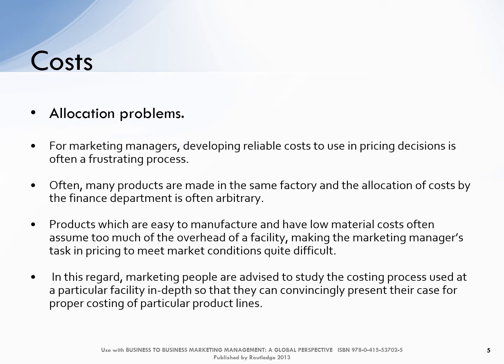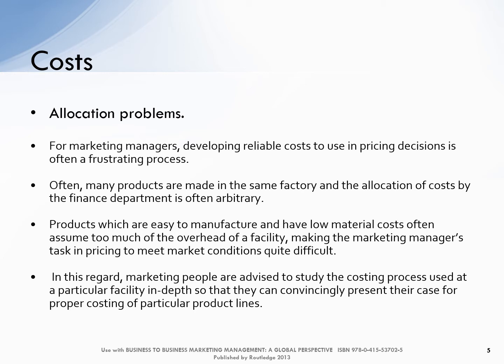Cost allocation problems. For marketing managers, developing reliable costs to use in pricing decision is often a frustrating process. It's not easy for the marketers to calculate the cost. Often many products are made in the same factory, and the allocation of cost by the finance department is often arbitrary.